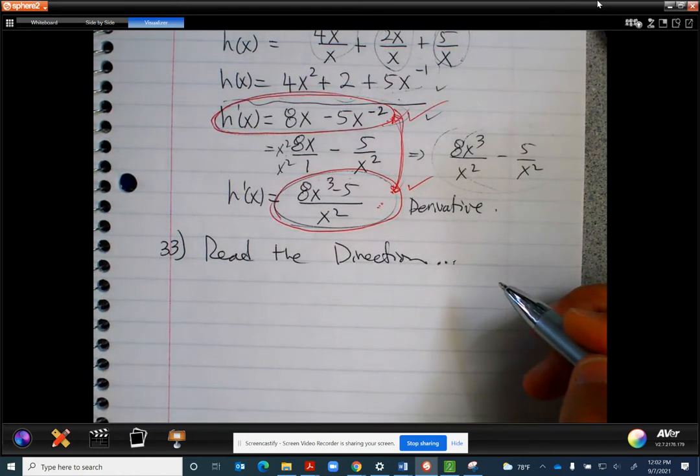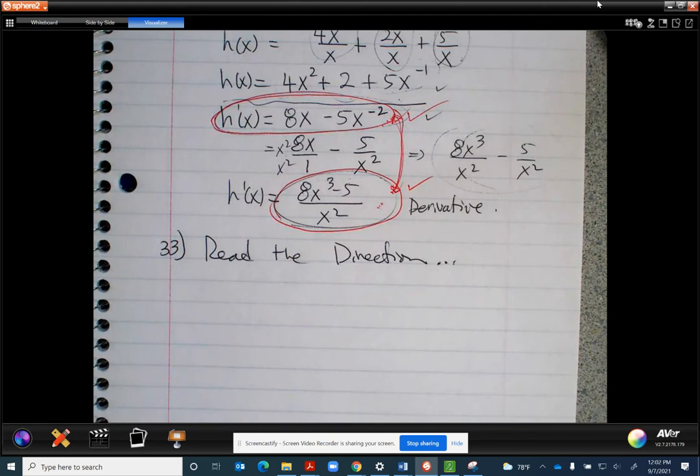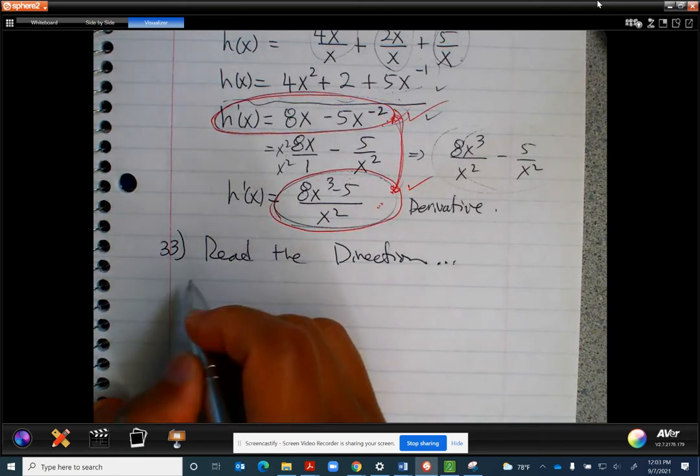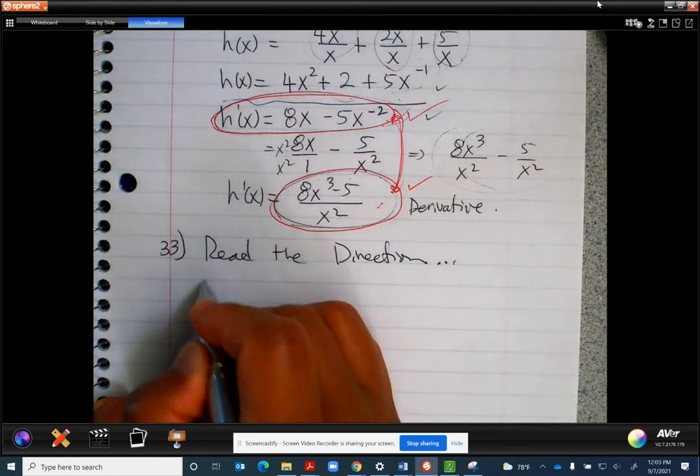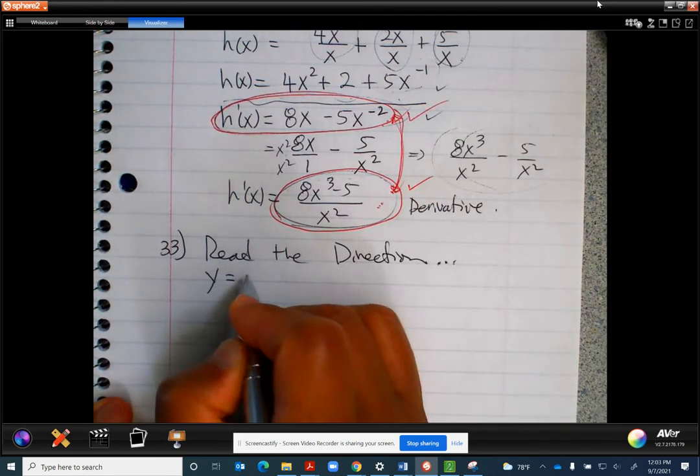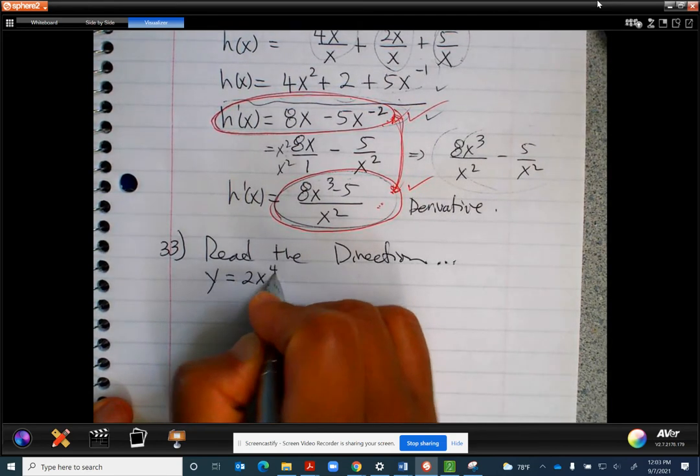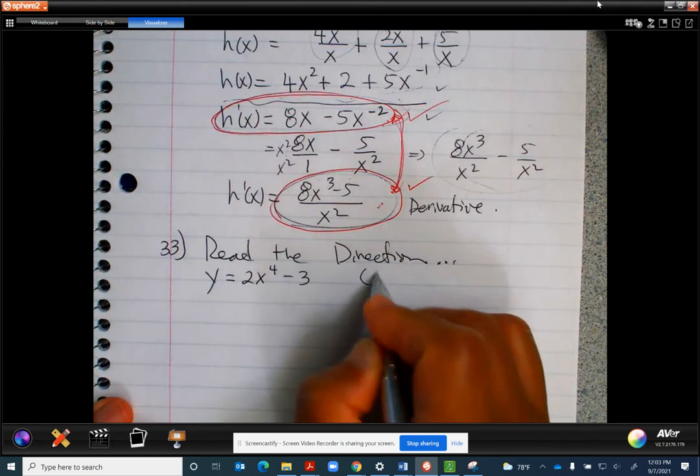You need to find the slope. There's that keyword slope. Whenever you see slope, tangent line, you think of what? Derivative. Derivative is your slope. So whenever you see keywords like slope or tangent line, you think of derivative. So here's number 33, which is y is equal to 2x to the fourth minus 3, 1 comma negative 1.